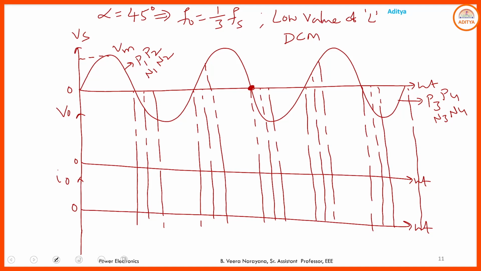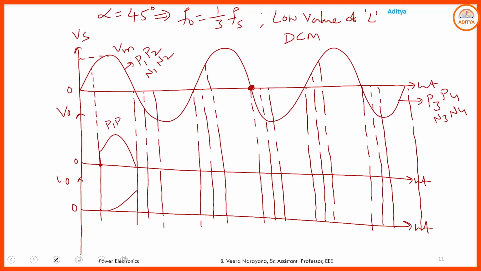So see here, for alpha equals 45 degrees, during the positive half cycle, P1, P2 and N1, N2 are in forward bias. And here, alpha equals 45 degrees. I just want to provide the gate pulse to P1, P2. So if P1, P2 are in the on state, the output voltage simply follows the source voltage VAB. And the current flowing through the circuit is given like this.